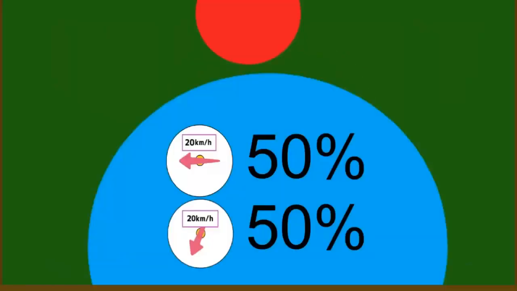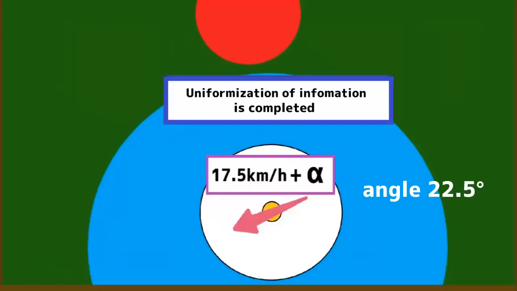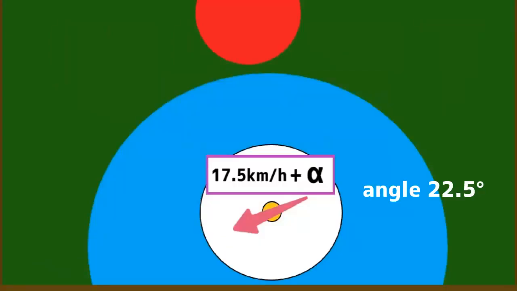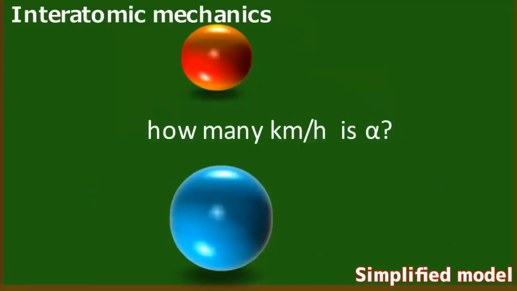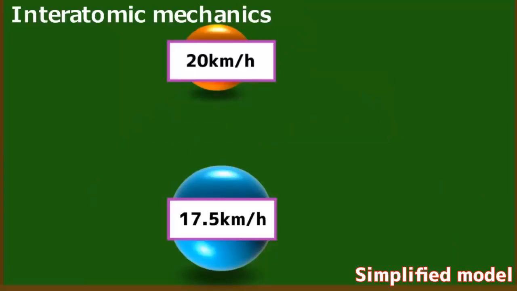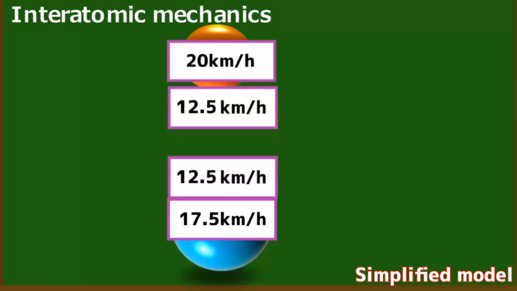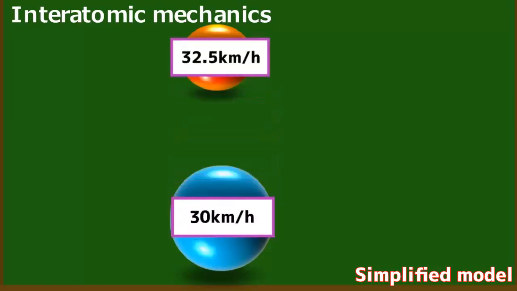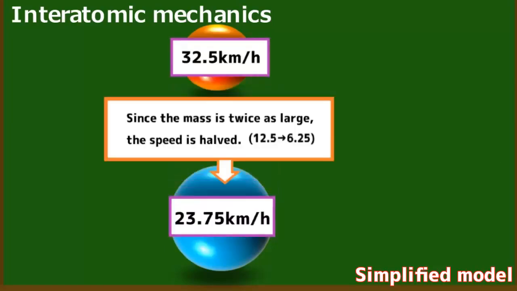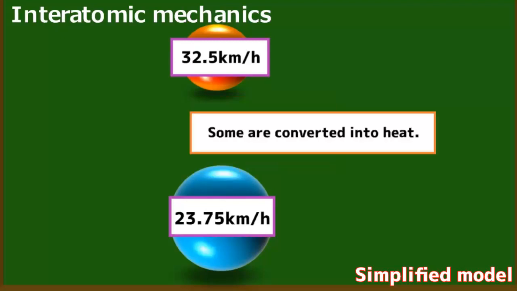At this point, the blue sphere has only partially reached uniformization, so the process will continue within it. Finally, the information that was exchanged back and forth becomes divided into two, accelerating each sphere accordingly. The simulation assumes the same material, the same density, and the same shape as conditions.